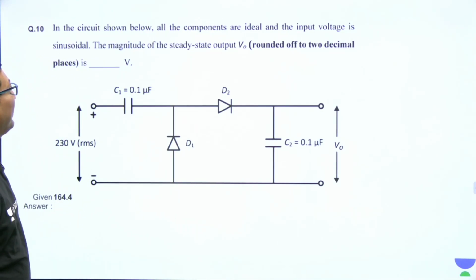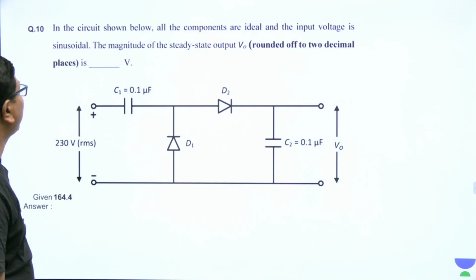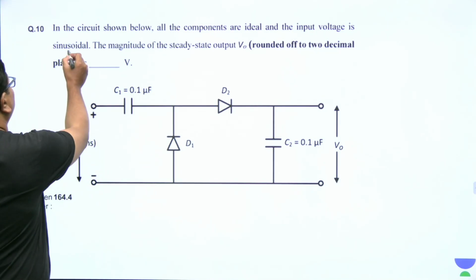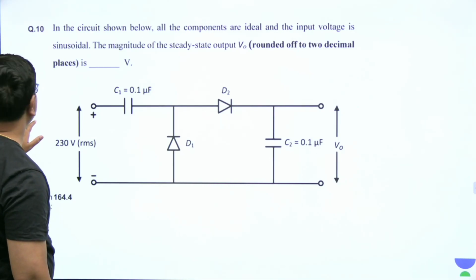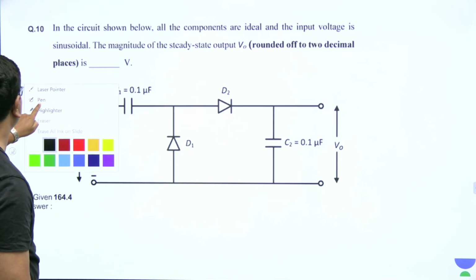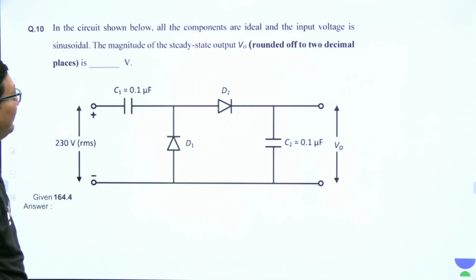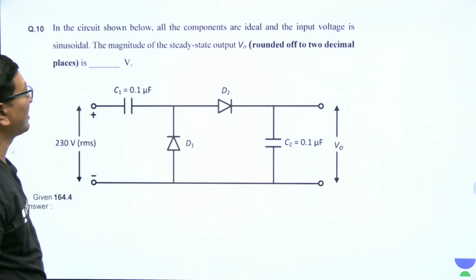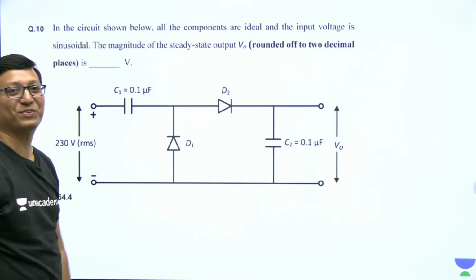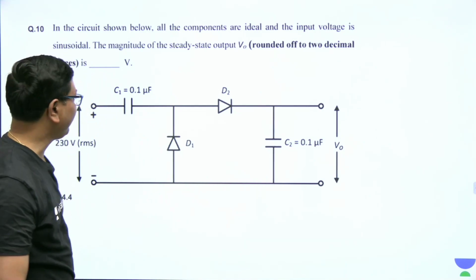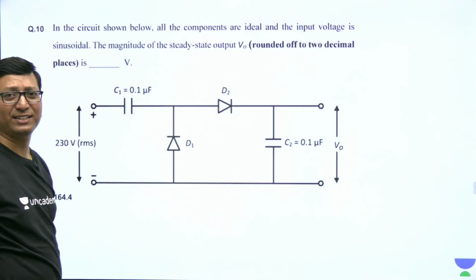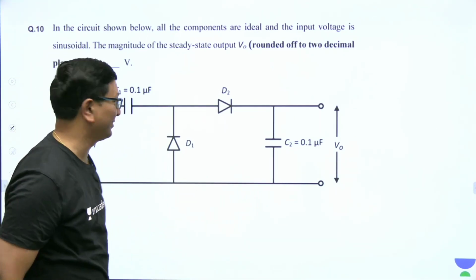In the circuit shown below, all the components are ideal and the input voltage is sinusoidal. Okay, a sinusoidal voltage is given here. And the magnitude of the steady state output, rounded off to 2 decimal places, is, right. This is the question. Anyway, we are all well aware of it. It is a voltage doubler circuit.